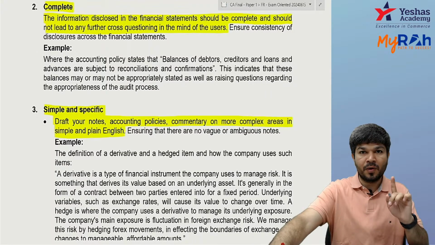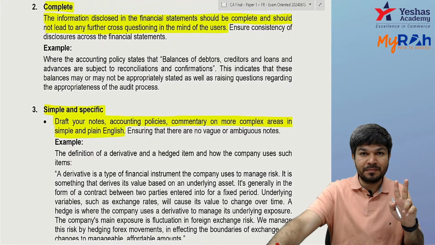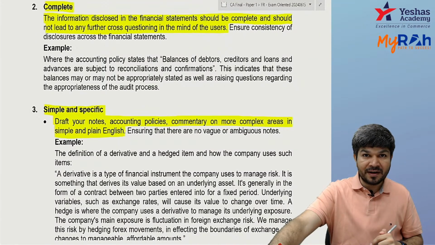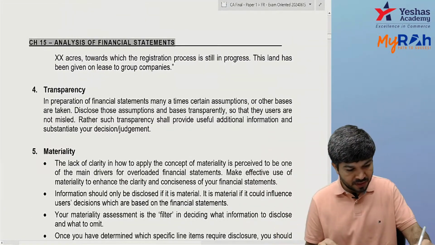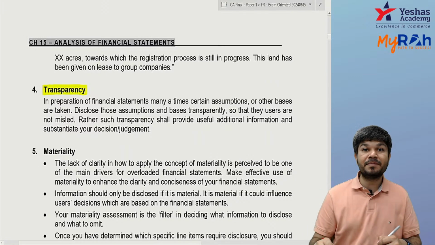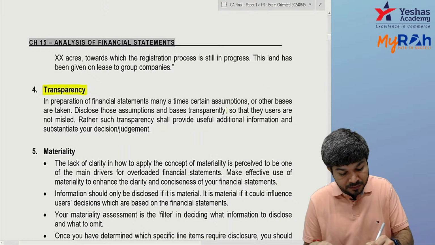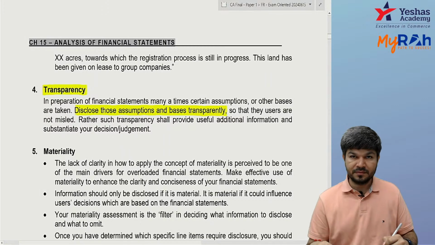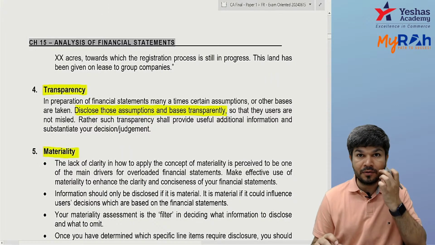Did you understand? In best practices, one, your financial statement has to comply with Ind AS rules and regulations. Two, it has to be complete. All disclosures should be complete. It should not lead to questioning in the minds of people. Third, the notes should be drafted in simple and plain English. Fourth, you need to disclose all things transparently. Disclose assumptions and bases, whatever are used, transparently. Fifth, all material items have to be properly accounted and properly disclosed.